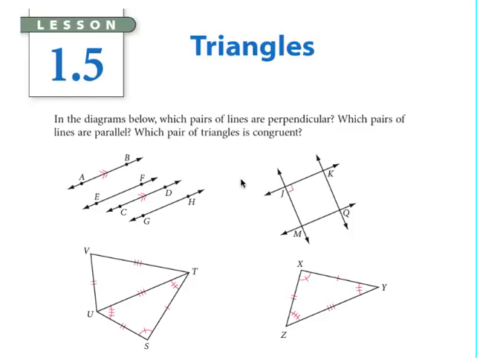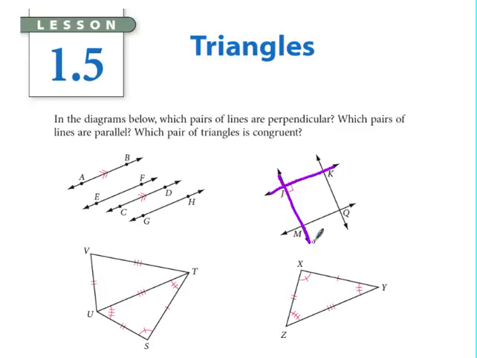So let's go ahead and look up here on the board. It says, in the diagrams below, which pairs of lines are perpendicular? Line JK and line MJ. Those are perpendicular. Are there any other ones? No. Okay, it doesn't matter that they look perpendicular. They have to be marked perpendicular.